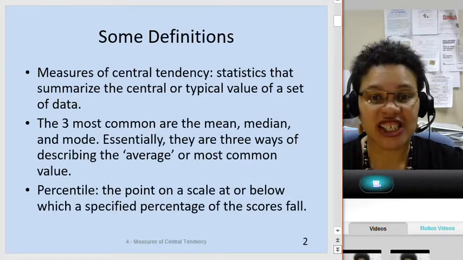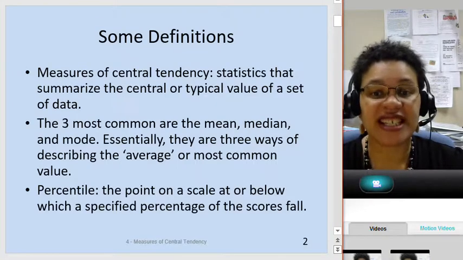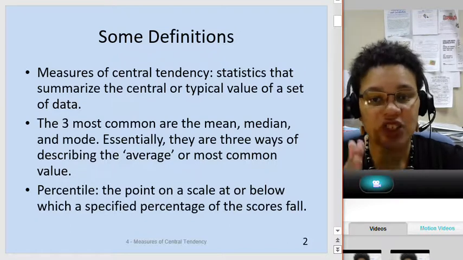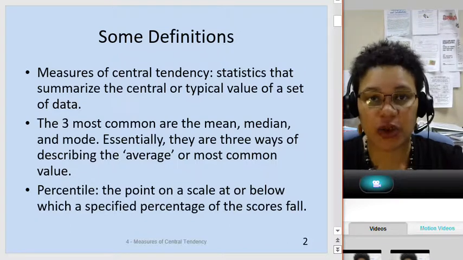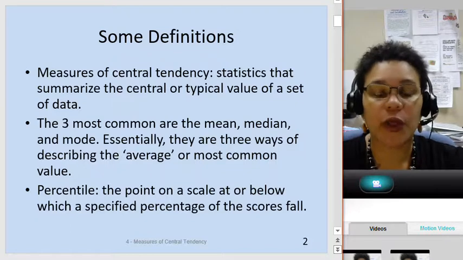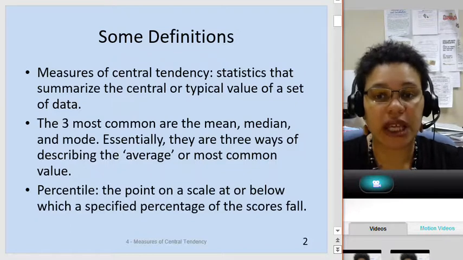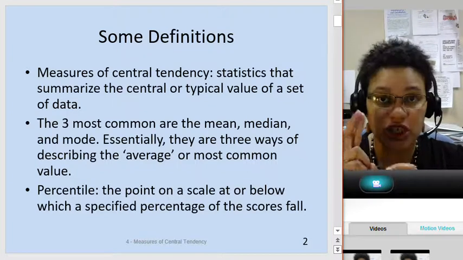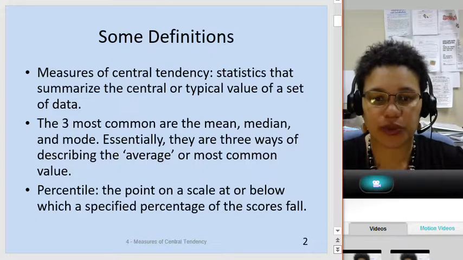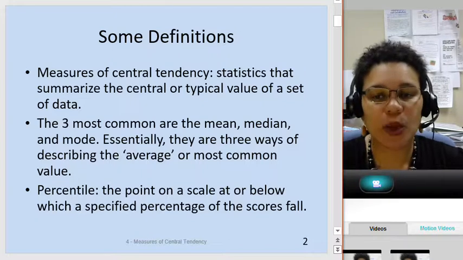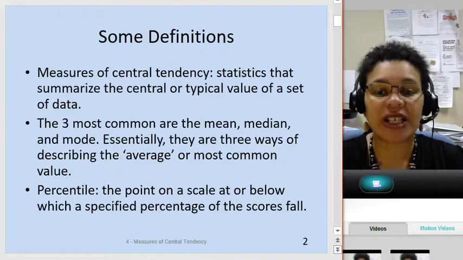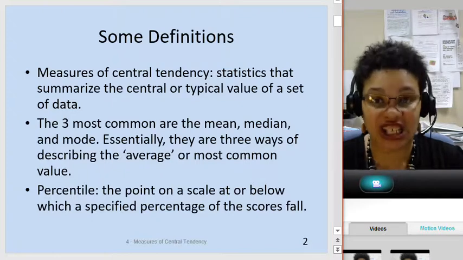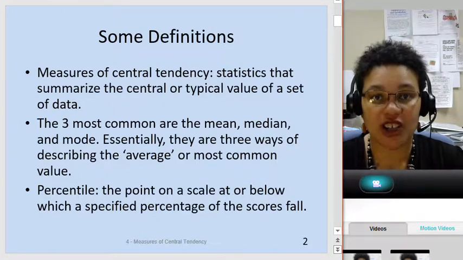Some definitions. Measures of central tendency are statistics that summarize the central or typical value of a set of data. The three most common measures are the mean, the median, and the mode. Essentially, they are three ways of describing the average or most common value. A percentile is the point on a scale at or below which a specified percentage of the scores fall.